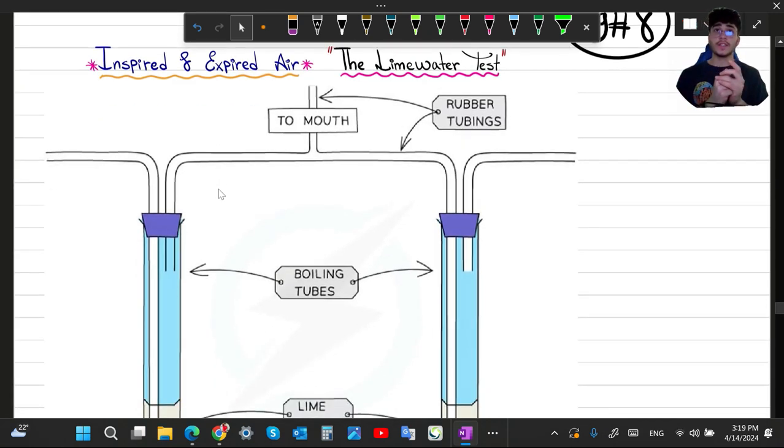The lime water test. This is an experiment for this chapter on inspired and expired air.